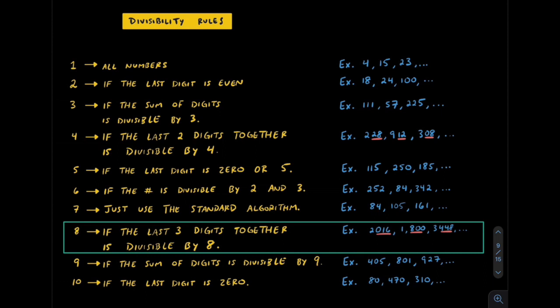So if you can cut a number in half, then cut it in half again, and cut it in half one more time, then the original number is divisible by 8. That hopefully makes sense because 2 times 2 times 2 does get you 8.